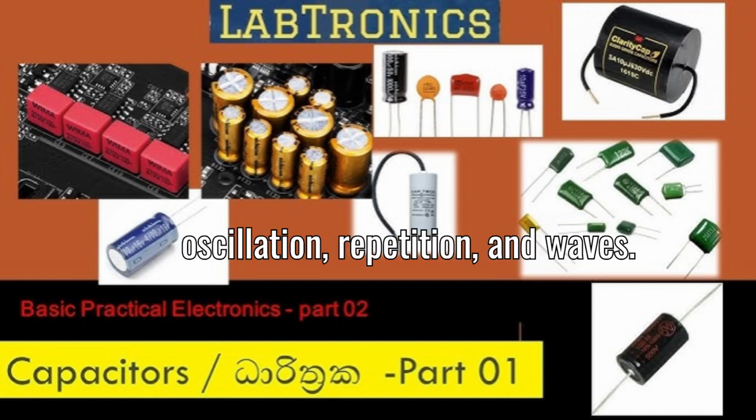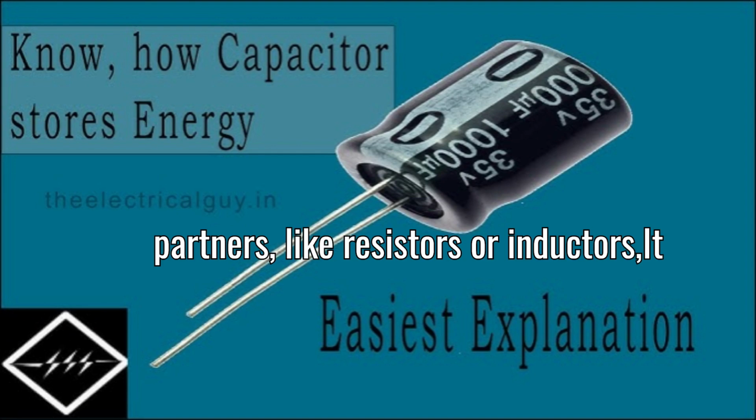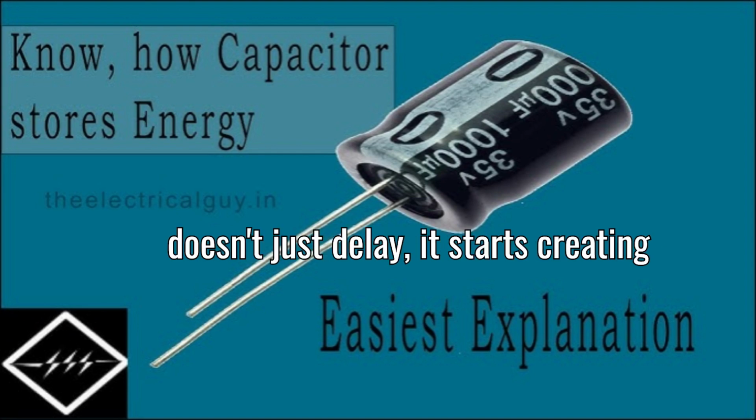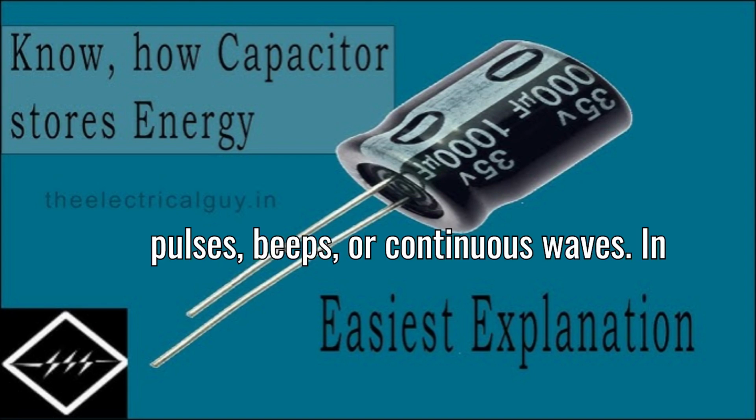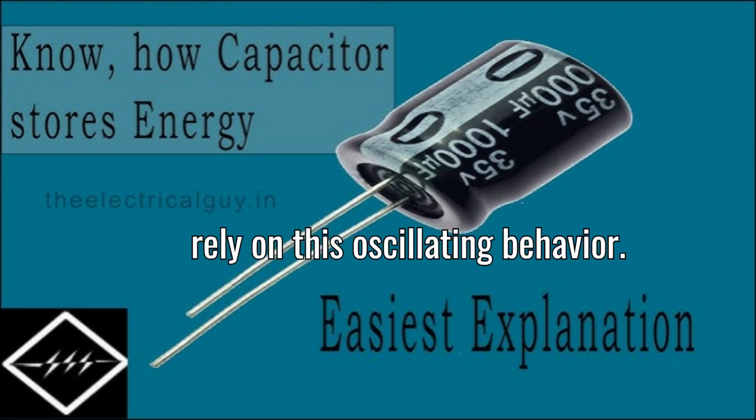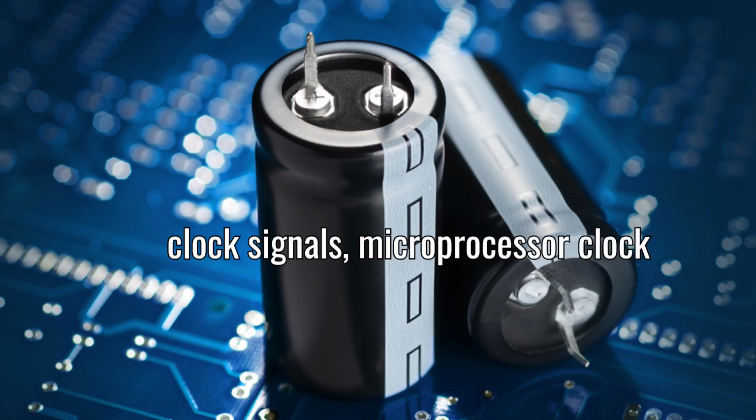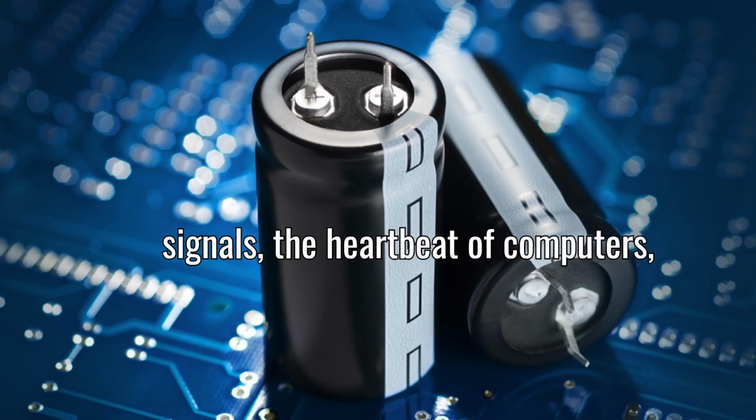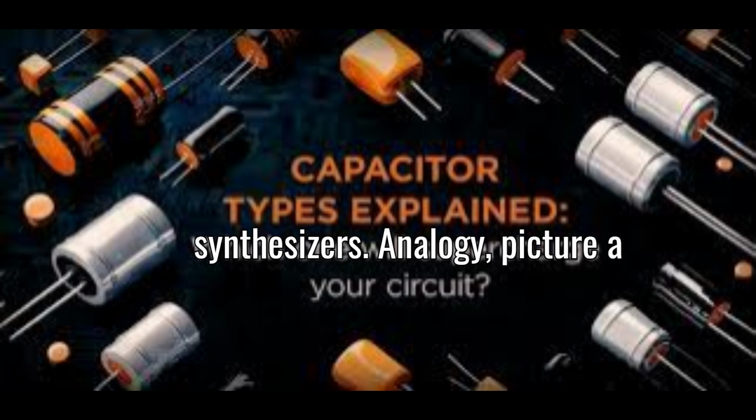Oscillation: repetition and waves. If you connect a capacitor with the right partners like resistors or inductors, it doesn't just delay, it starts creating repeating patterns. This can generate pulses, beeps, or continuous waves. In fact, many clocks, alarms, and radios rely on this oscillating behavior. Examples: quartz watches, steady clock signals, microprocessor clock signals, the heartbeat of computers, and sound effects in musical keyboards or synthesizers.